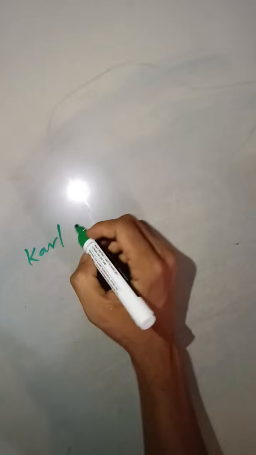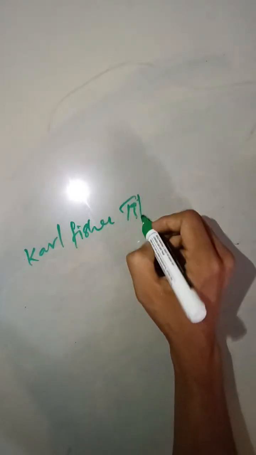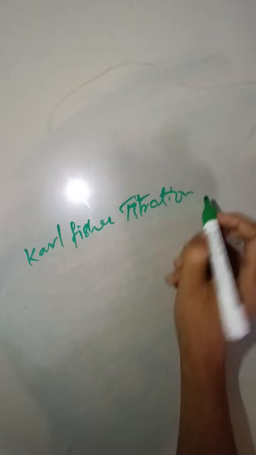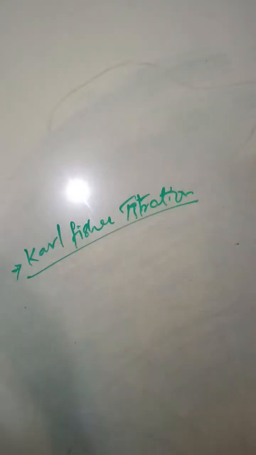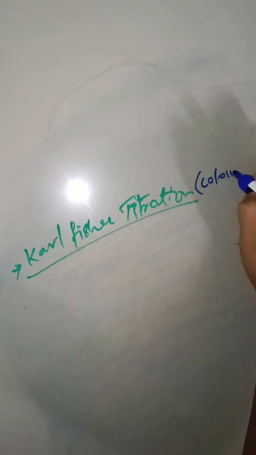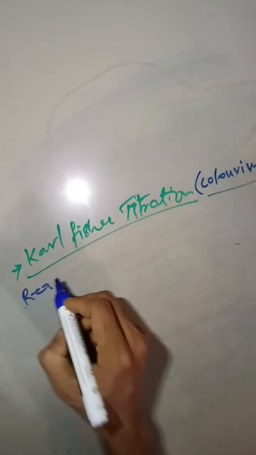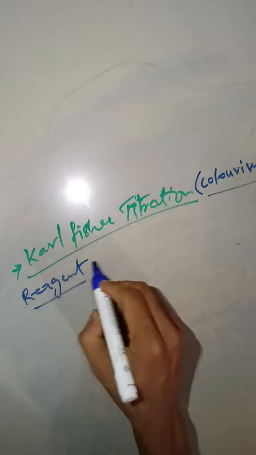Okay, now what is Carl Fischer titration? Carl Fischer titration is also called colorimetry. In this, one reagent will be used which is important. This reagent is mainly important only. So what is the reagent?